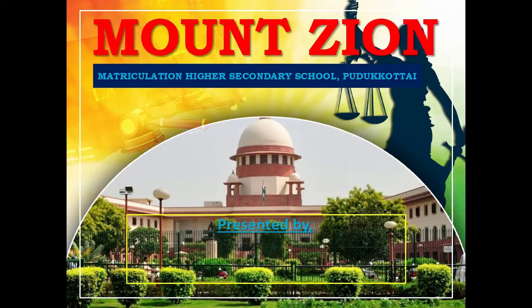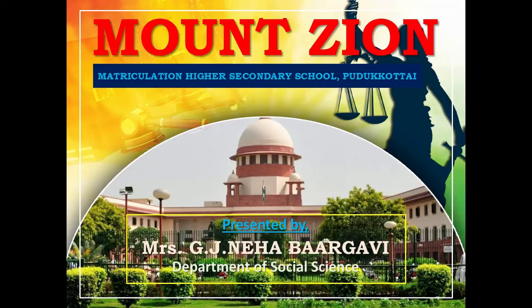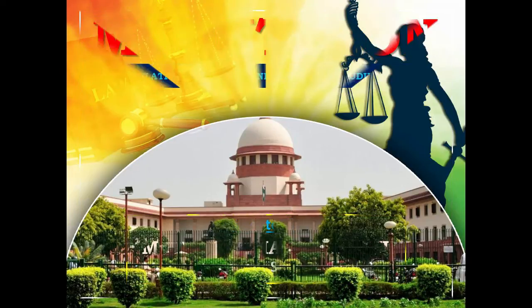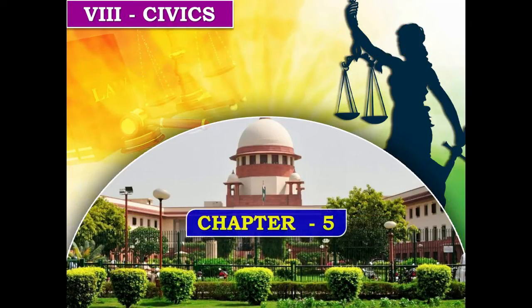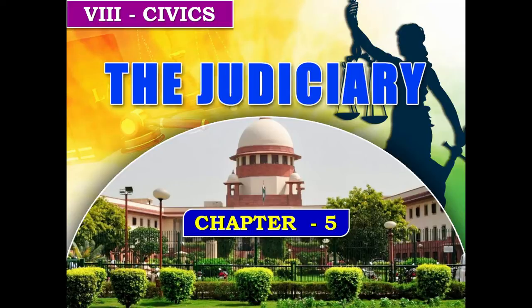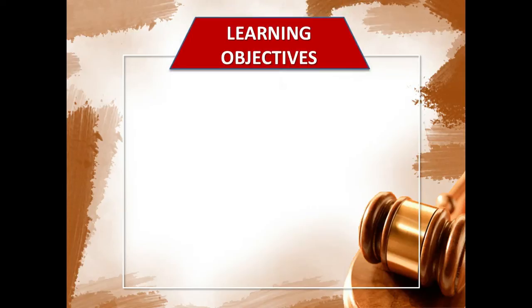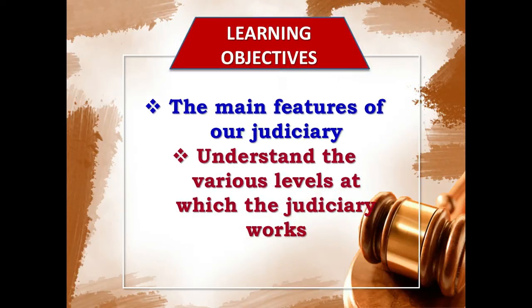In this video, we are going to learn about the Civics chapter, chapter number 5, the Judiciary, Part 1 of this chapter, children. Let's go to the video. What are the learning objectives we are going to learn from this chapter, children? The main features of our judiciary and understand the various levels at which the judiciary works.